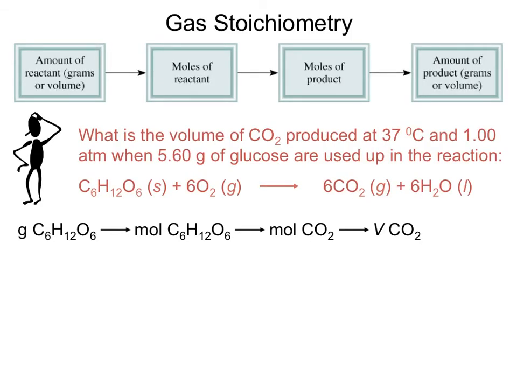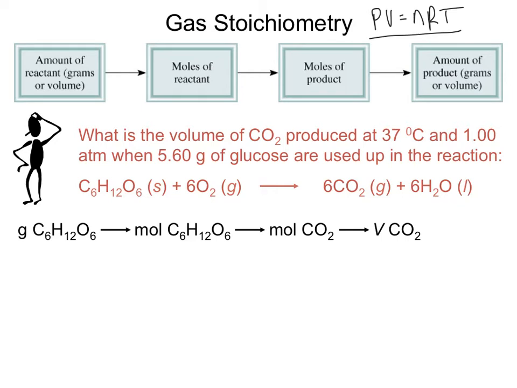So gas stoichiometry is very much like regular stoichiometry, except in this situation we're going to be utilizing the ideal gas law in order to interconvert between things like pressure, volume, and temperature, and the number of moles of your substance. So PV equals nRT is going to be basically the link between our moles and things like volume, pressure, and temperature.